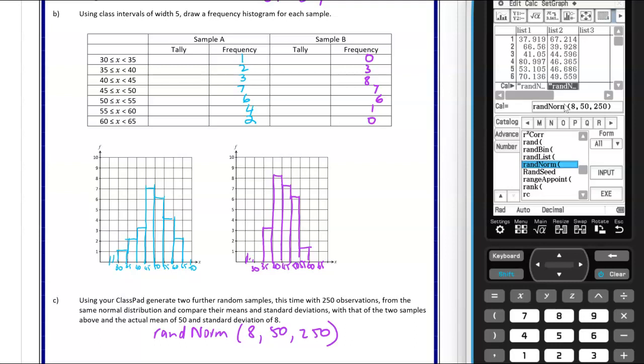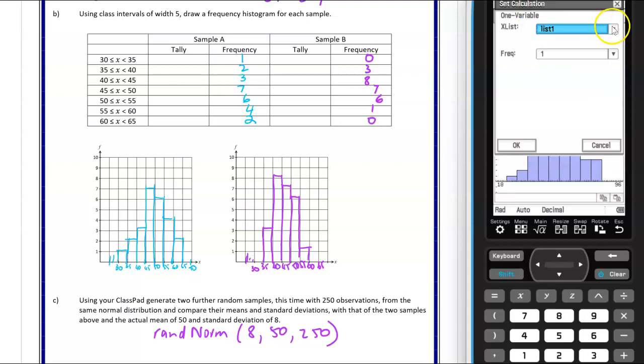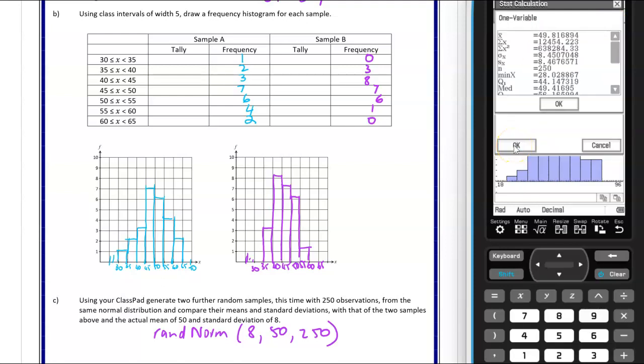So List 2 is where I put my data, and again it's just calculating the stats. Now I've got to go to List 2. Okay, and the mean is pretty close to 50. The standard deviation is similar, closer probably to the actual standard deviation of 8.